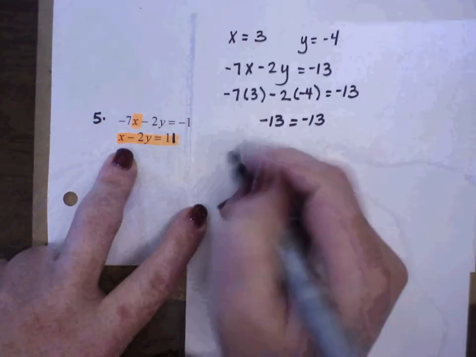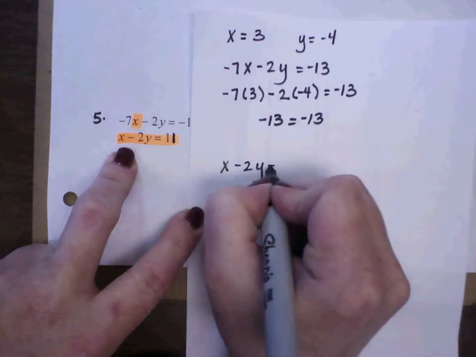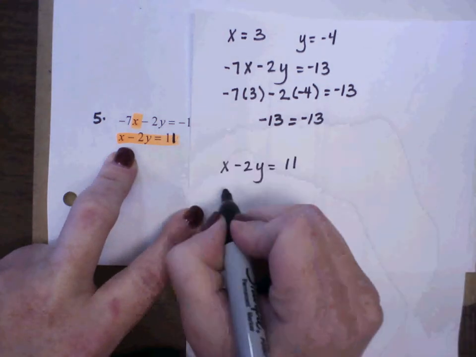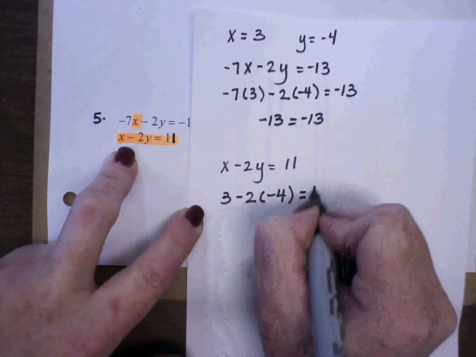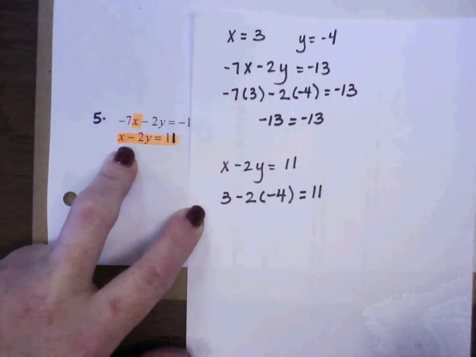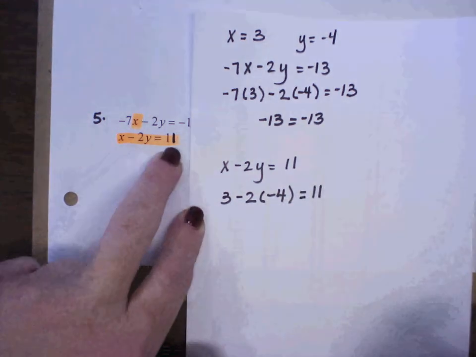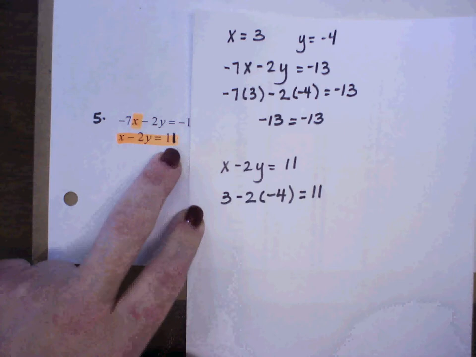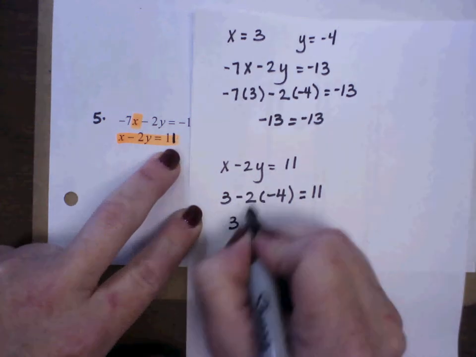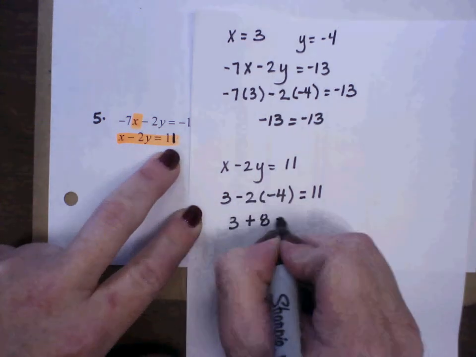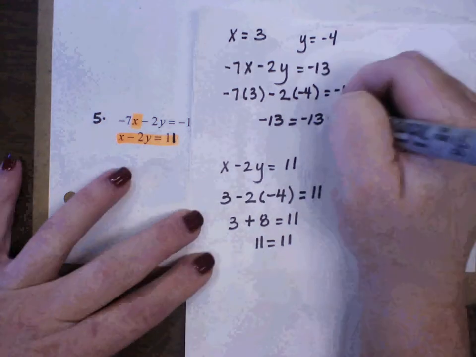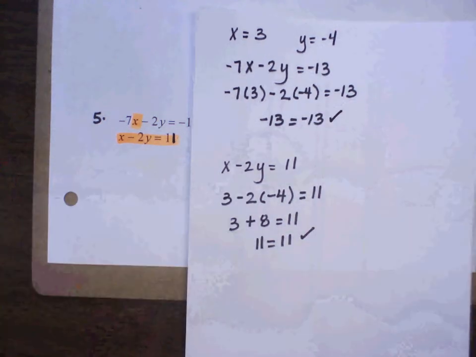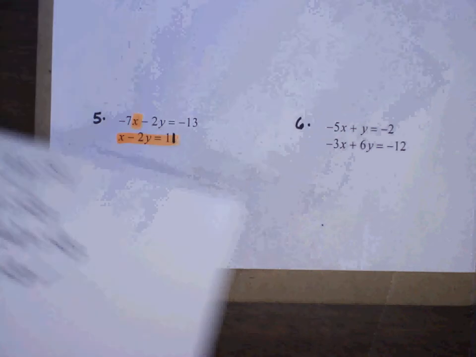I'm going to go ahead and do it on the second one as well. x minus 2y equals 11. Instead of the x is a 3. Instead of the y is a negative 4. All right, so this is 3. Negative 2 times negative 4 is 8. And 3 plus 8 is 11. So we've done it right. This is another way that you can check to make sure that your answers are correct.